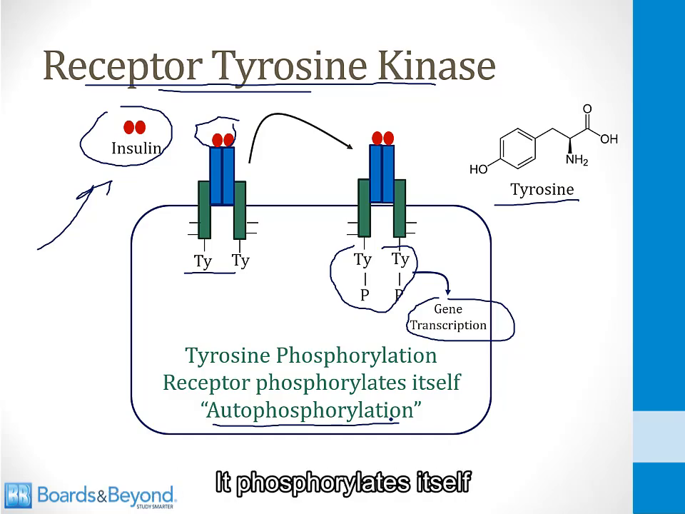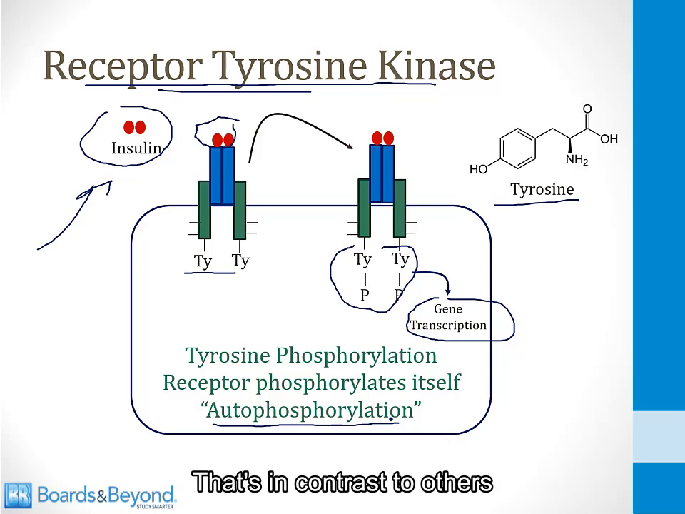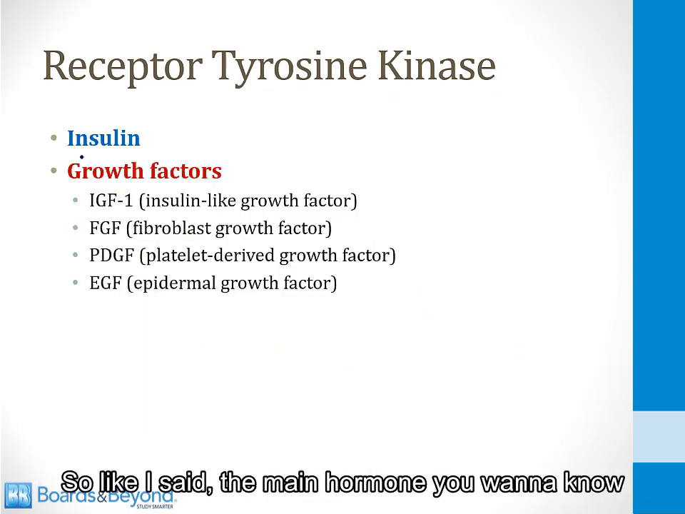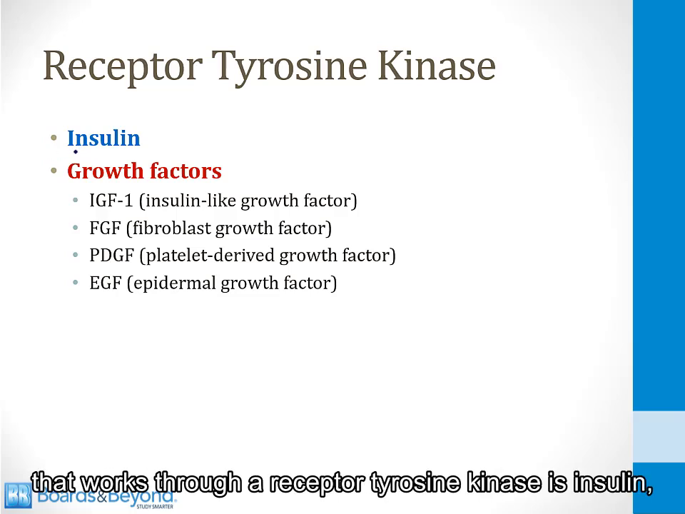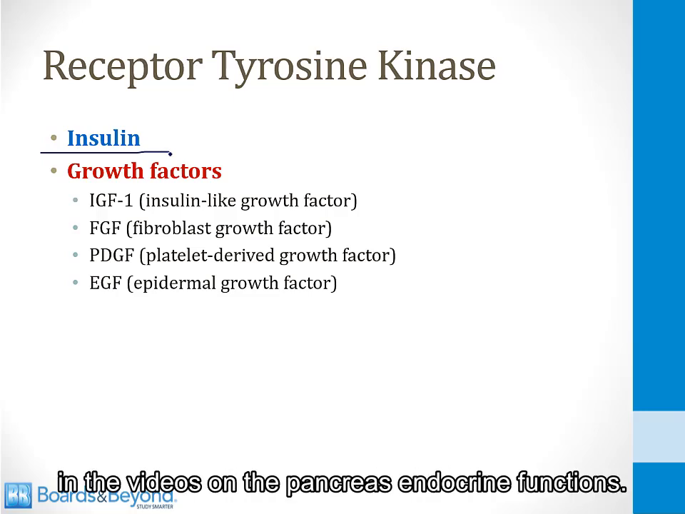It phosphorylates itself and transmits the message for gene transcription. That's in contrast to others we'll talk about later that require a second messenger. So like I said, the main hormone you want to know that works through a receptor tyrosine kinase is insulin, and I talk about this in detail in the videos on the pancreas endocrine functions.